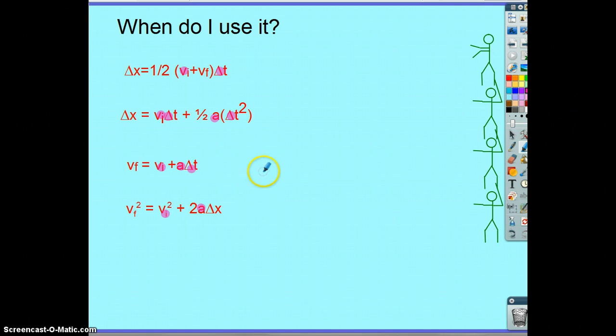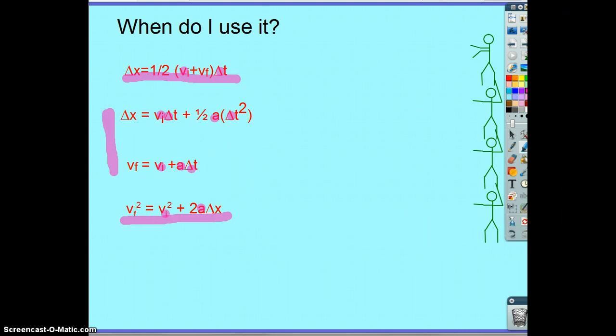So when you evaluate these again, we cannot use the top one because it has delta x and VF missing, and we cannot use the bottom one because of VF and delta x. Again, we're going to use the two here in the middle to solve for each different part.